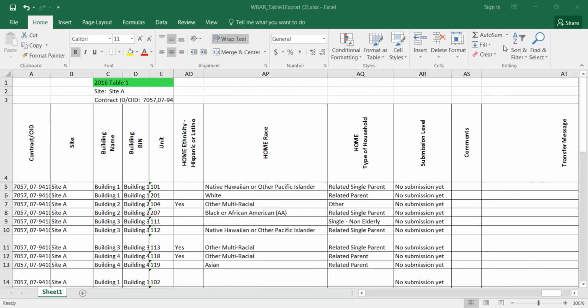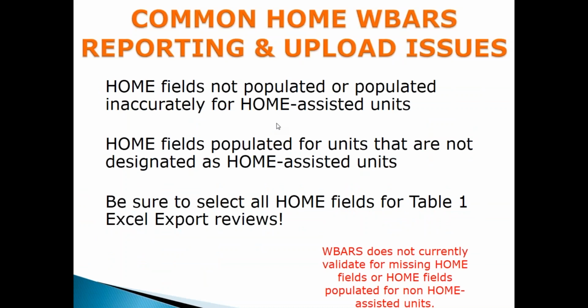So I'm going to pull up the PowerPoint here, and again, we included it in a handout. So, common WBARS reporting and upload issues. We talked about this a bit.